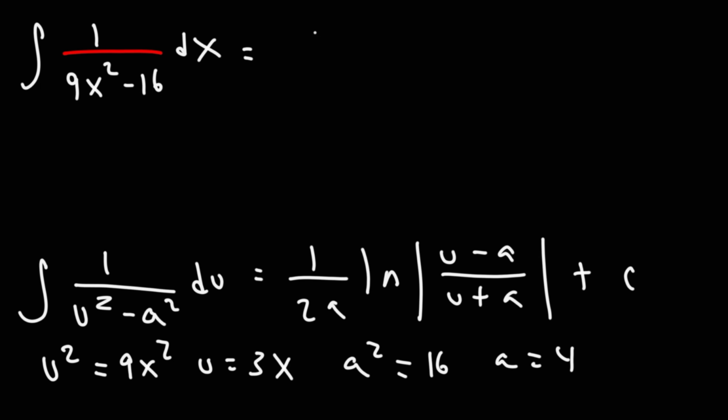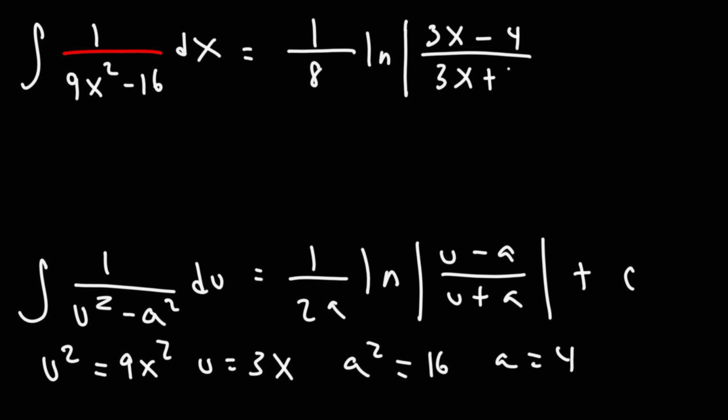So based on the formula, it's 1 over 2a, the formula that I found in the table of integrals. So it's 1 over 8, natural log, u minus a. So u is going to be 3x, a is 4, u plus a is 3x plus 4, and then plus c. So now let's confirm it. I'm just double checking my work, making sure that I plugged in everything correctly.